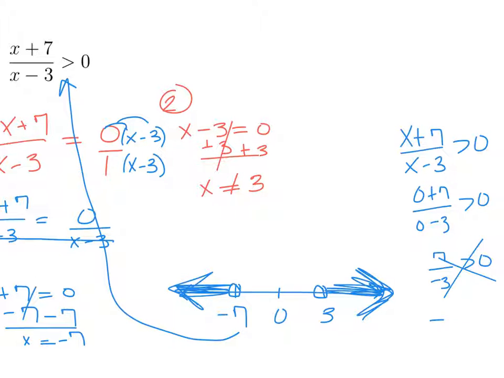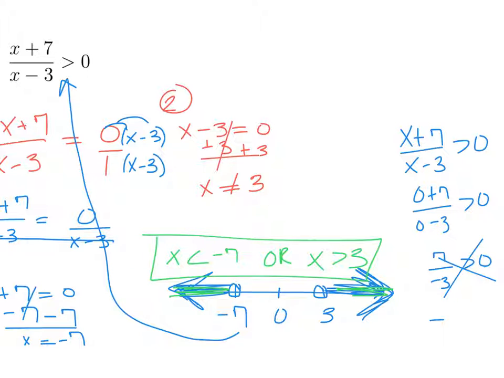My last step is to state my answer. Because these are not connected, it is an OR case. And I'm going to say x is less than negative 7 because it's over here, or x is greater than 3 because it's over there. To get full credit, you need the number line and the statement.